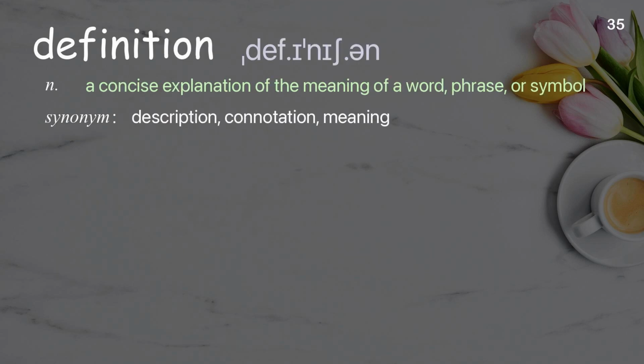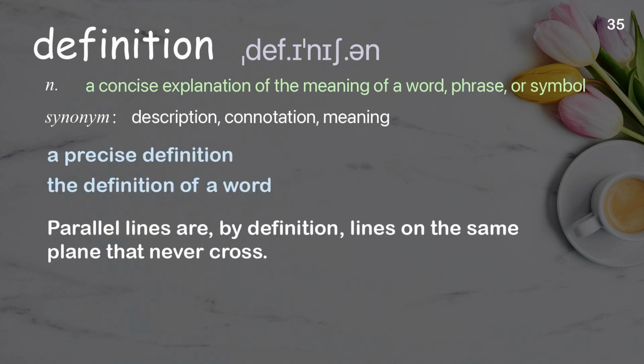Definition. A concise explanation of the meaning of a word, phrase, or symbol. Examples: a precise definition. The definition of a word. Parallel lines are, by definition, lines on the same plane that never cross.